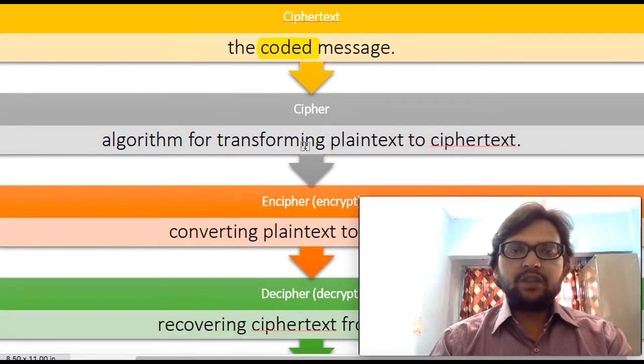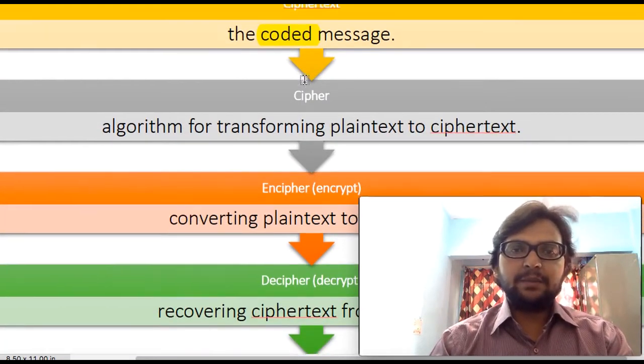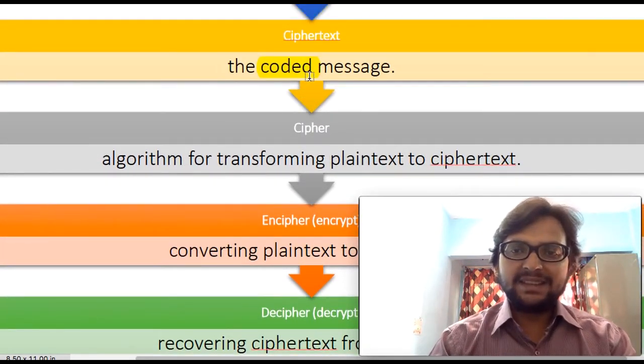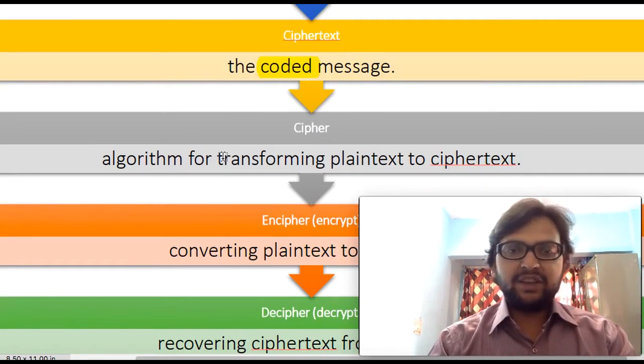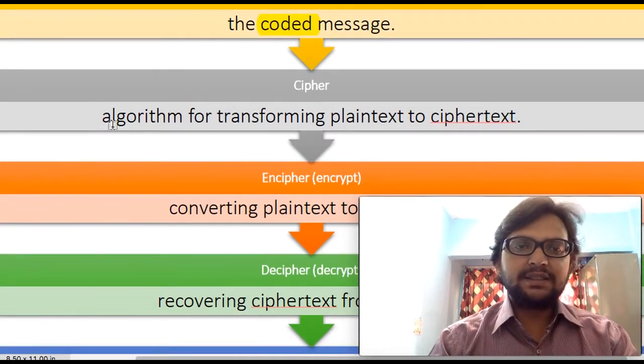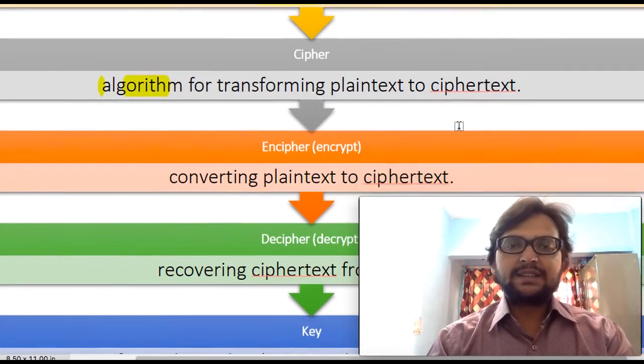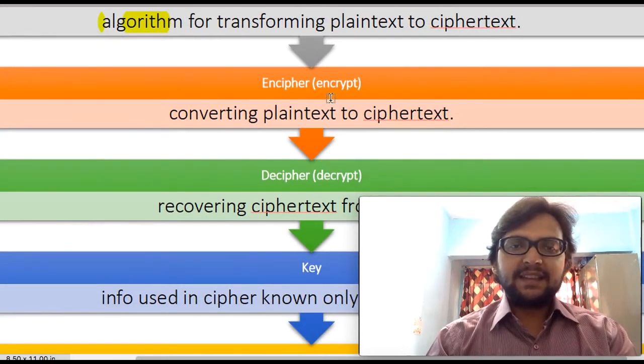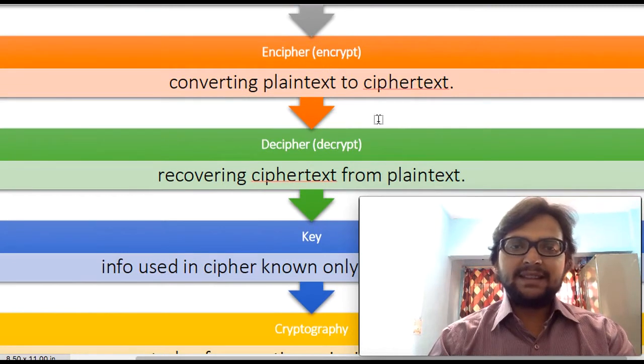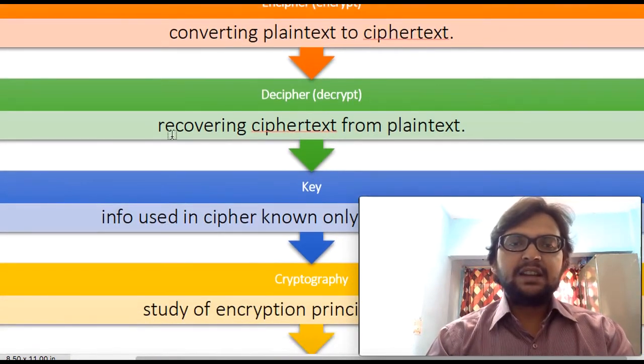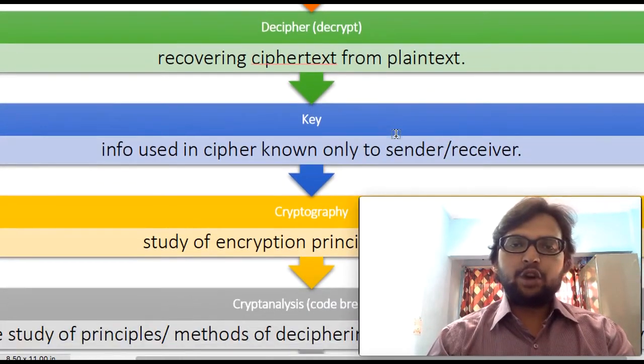Then what do we mean by cipher? Remember, cipher text means coded message, encrypted message. When we talk about just a cipher, cipher means algorithm. We use some algorithm for transforming plain text to cipher text. What do we mean by encipher or encrypt? Converting plain text to cipher text. What do we mean by decipher? Recovering the original message. That is what we mean by decipher or decrypt.